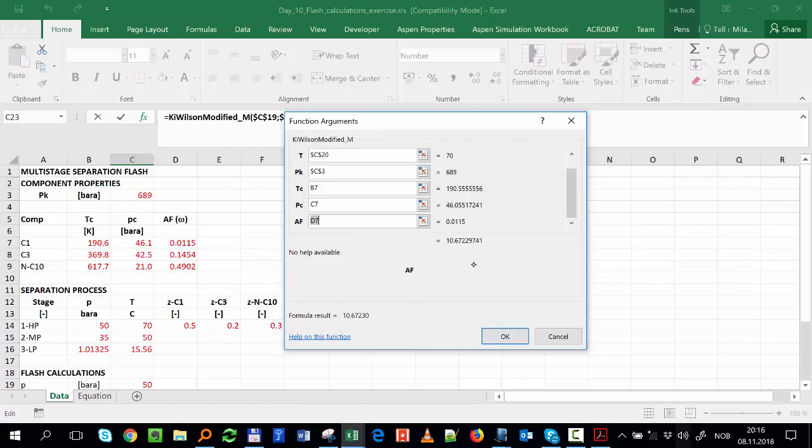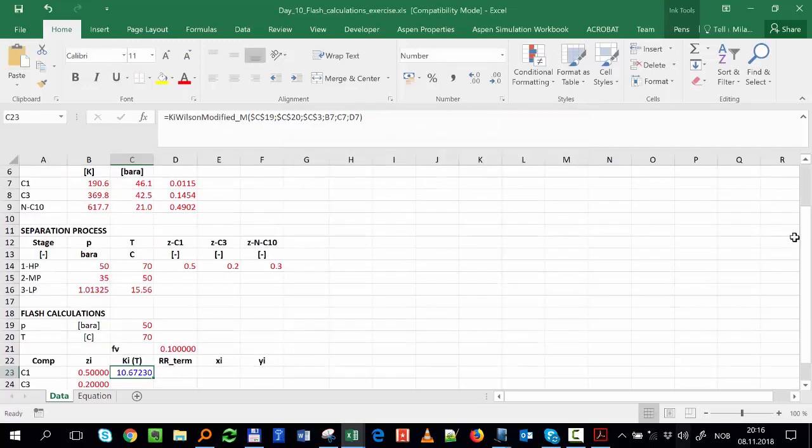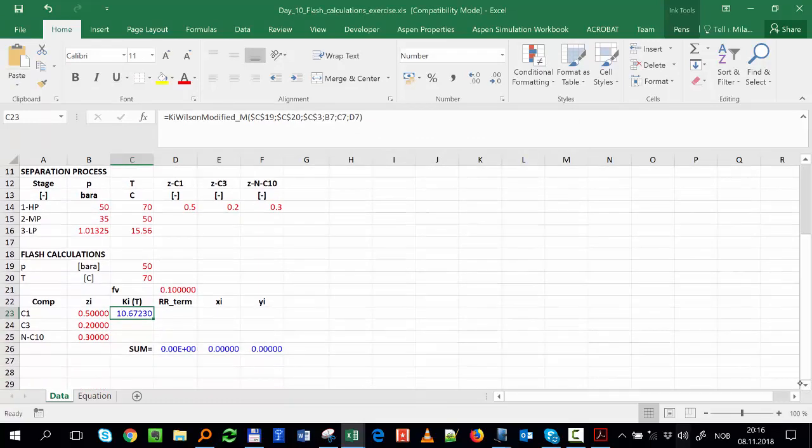Okay, that means, and this is for methane, that the mole fraction of methane in the vapor is 10 times bigger than the mole fraction of methane in the liquid, which makes sense. That means I have much more methane in the gas than in the liquid. 10, and then I copy and paste down, and that gives me close to 0, which again makes sense. I have much more decane, the heavy component, in the liquid. Remember, this K is yi, the mole fraction in the vapor, divided by the mole fraction in the liquid.